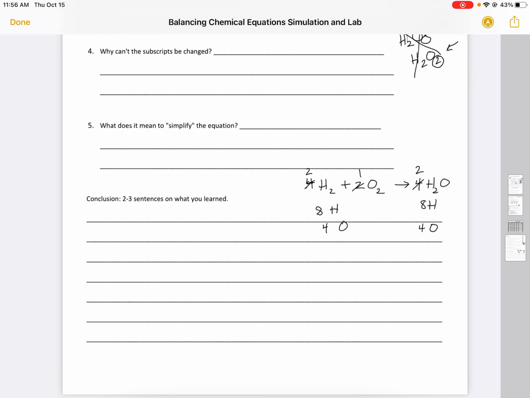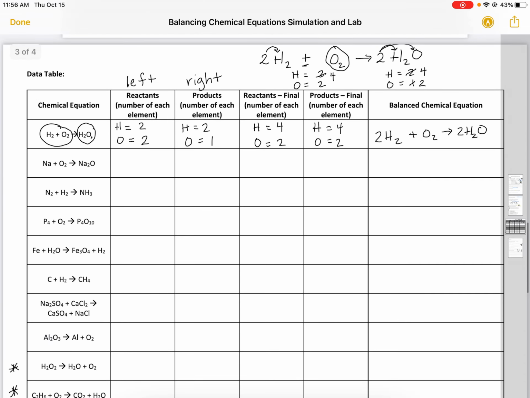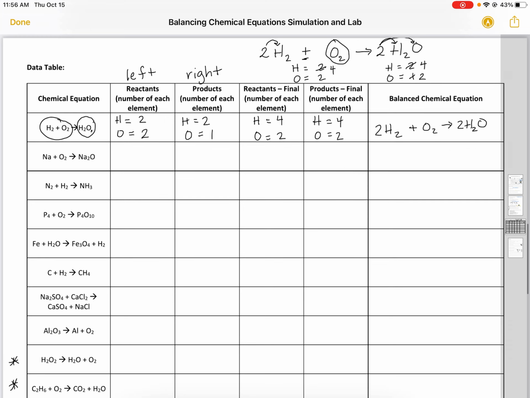And then in your conclusion, write 2 or 3 sentences on what you learned about balancing chemical equations in this lab. So I hope this helped. Mostly people get stuck on this data table, so I'm going to leave this up if you want to screenshot this or pause it here, because people get stuck on what to do on this particular page.